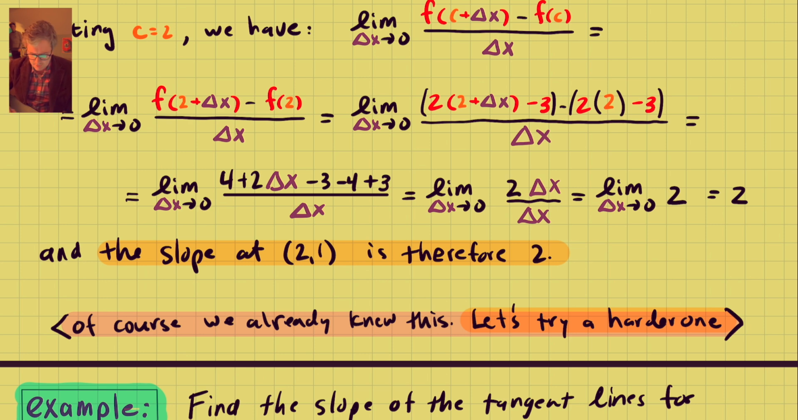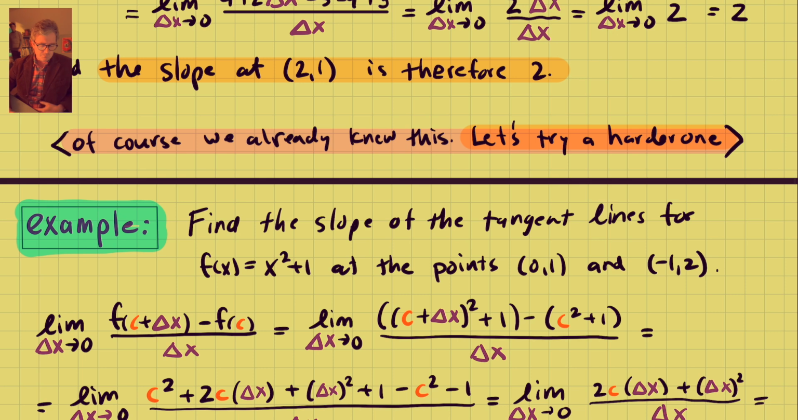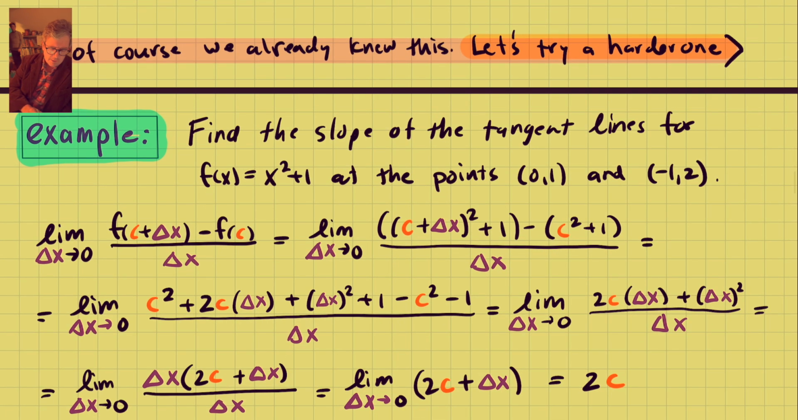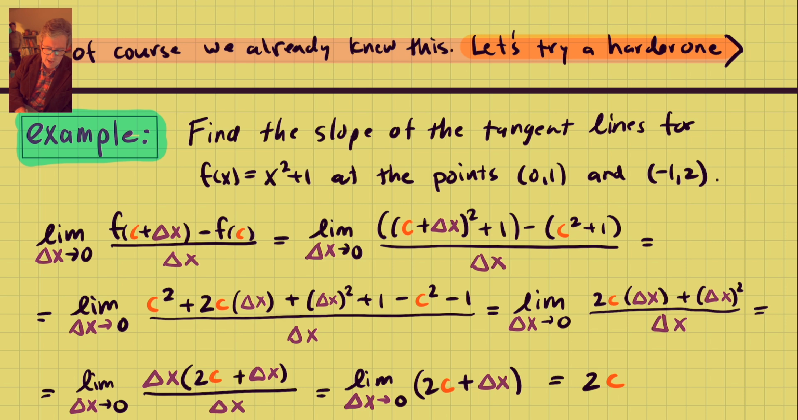Let's try it with a harder function, one that we don't already know the answer to. Okay, so let's find the slope of the tangent lines for f of x equals x squared plus 1 at the points (0, 1) and (-1, 2). Now I've got two points, but let's not worry about the points yet. Let's just think about this function.